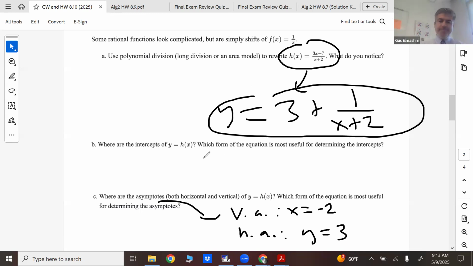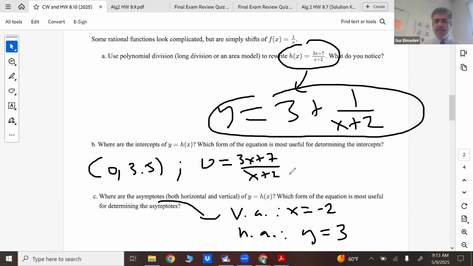The intercepts, just plug in 0 for x. It's not that hard. You get 3.5. If you plug in 0 for y and solve for x, you're only going to solve for the top, because only the top is going to be 0. That should be 0 equals 3x plus 7. That should be pretty easy. Negative 7/3, just like we got before. So we also have negative 7/3 comma 0 as an intercept.